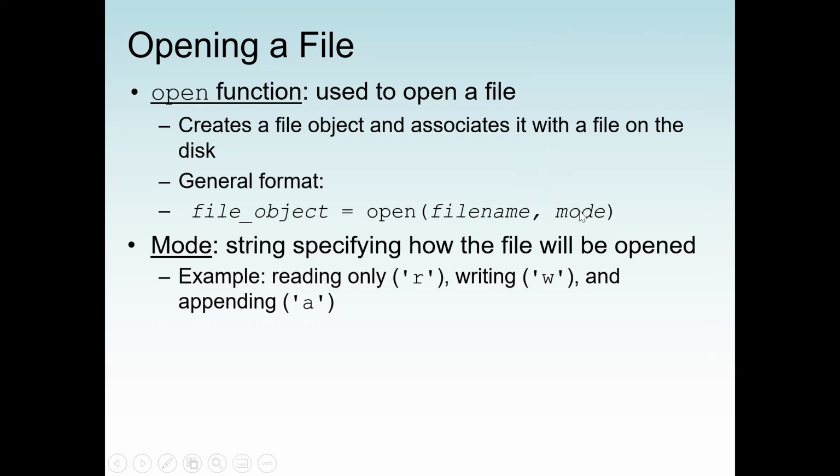For example, if I want to read, I'm going to use R for read. If I want to write, I'm going to use W. The file name normally is the name of the file. So here we say the mode is a string specifying how the file will be opened, for example, reading only, writing, or append.